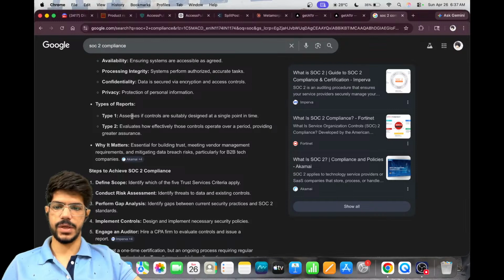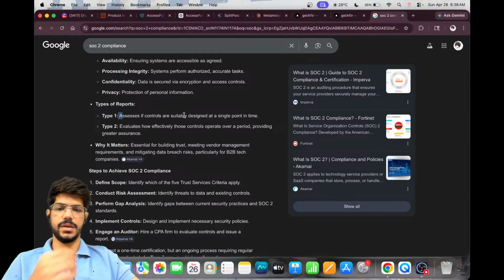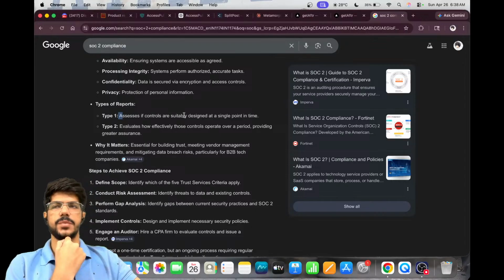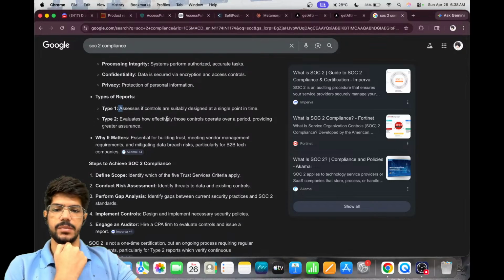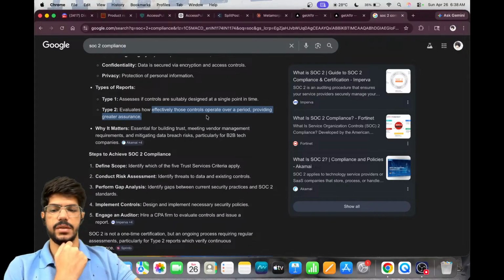There are two types of it. Okay. Controls assesses if controls are suitably designed at a single point in time. Okay. So you do not have something like new controls were made at a suspicious time, something like that. Right. That's how effectively those controls operate over a period, providing greater assurance. Okay, so it could be who you give your controls to, who has access to data, who is able to, let's say, modify that data, delete that data, and stuff like that. Okay.